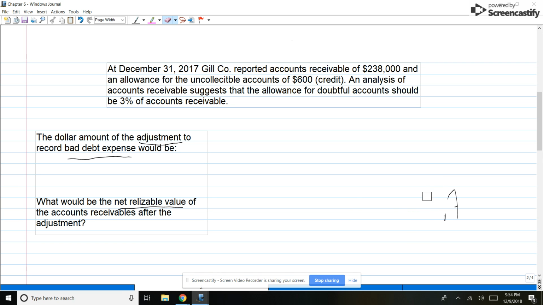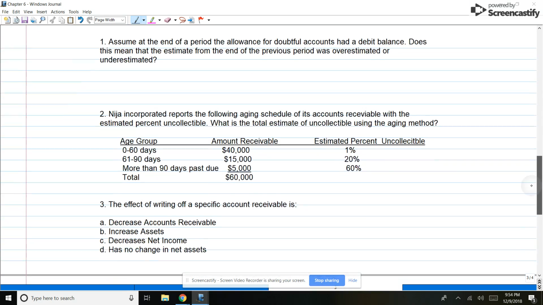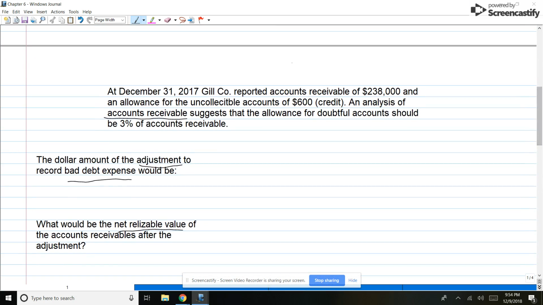All right, first let's figure out what our adjustment is going to be. There are two ways to record your allowance for doubtful accounts: the percentage of accounts receivable or percentage of credit sales method, and a chart method, which we're going to do down here. We're going to cover both ways. This one is actually the easier one.